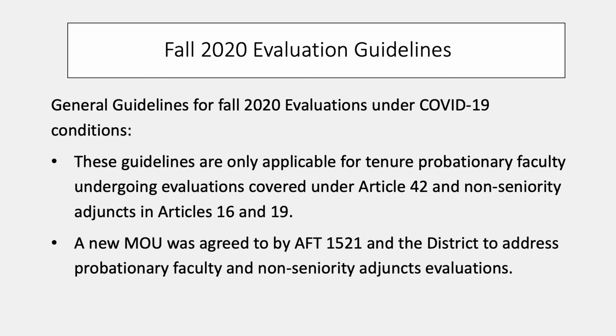So that takes us to some of the things that have changed under COVID-19 conditions. The Faculty Guild signed an MOU with the district that basically states that the only evaluations that will occur in the fall 2020 semester are evaluations of probationary faculty, those faculty members who are not tenured, and those are under Article 42, and then any non-seniority adjuncts, so adjuncts who have not yet reached the seniority list.